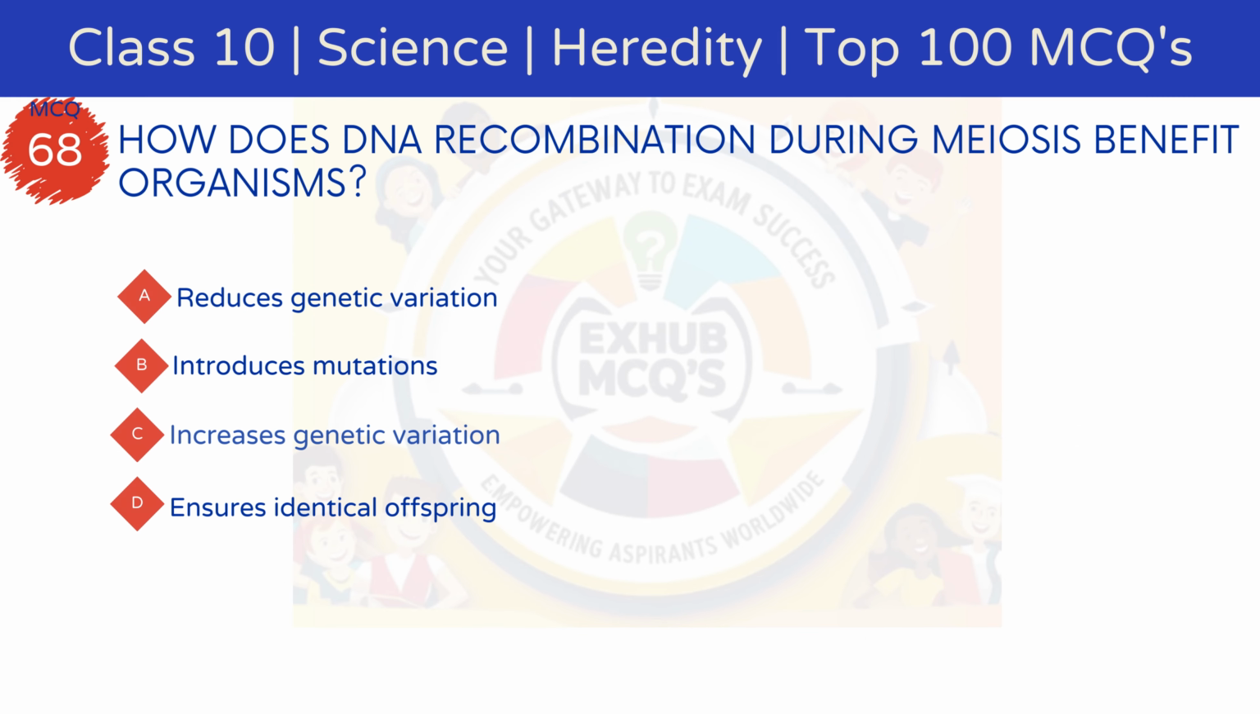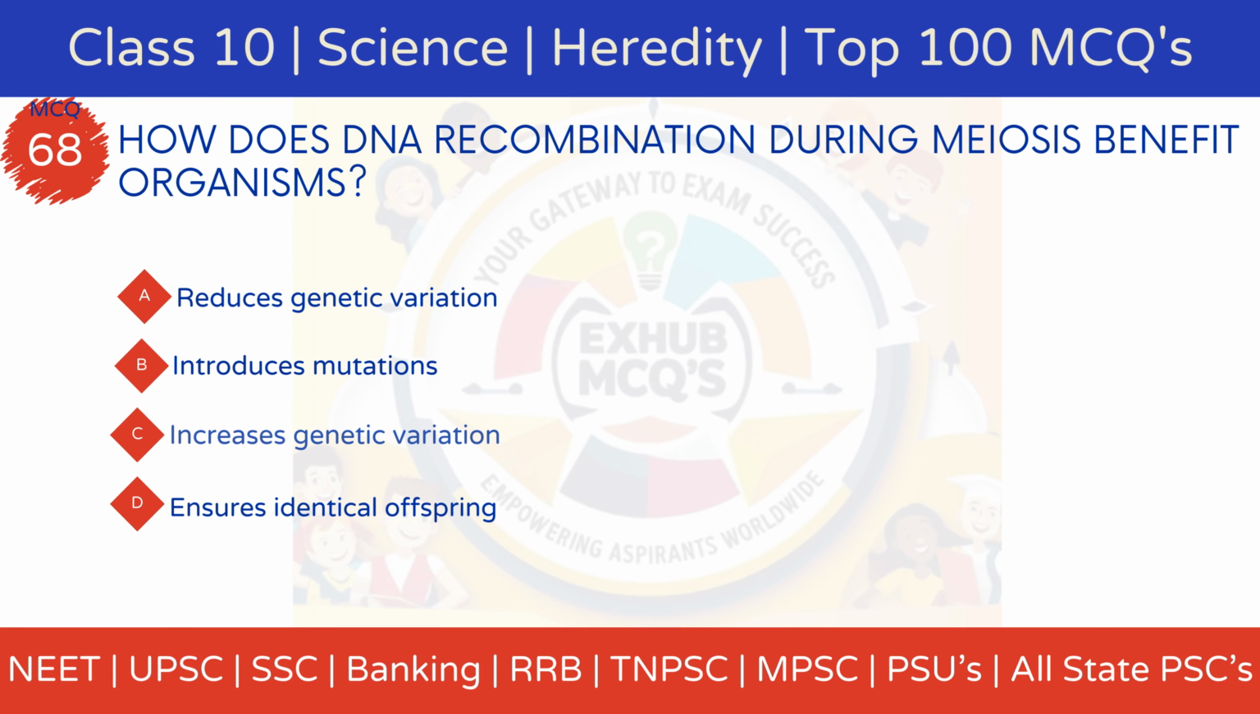MCQ 68. How does DNA recombination during meiosis benefit organisms? Option A, reduces genetic variation. Option B, introduces mutations. Option C, increases genetic variation. Option D, ensures identical offspring.